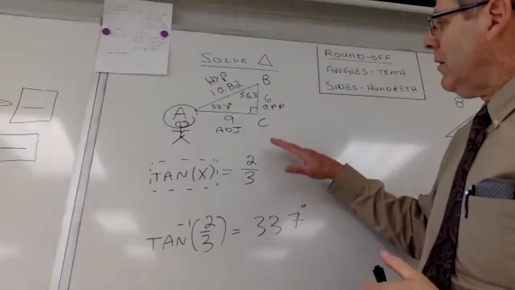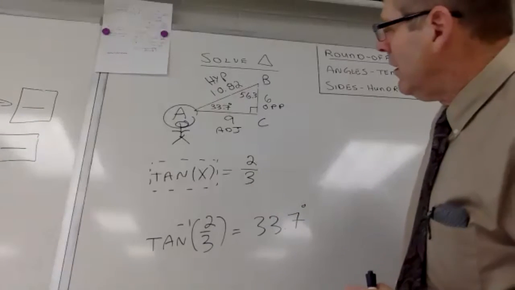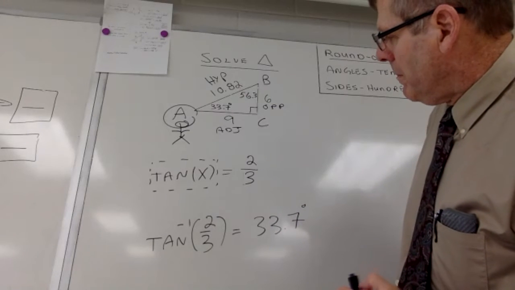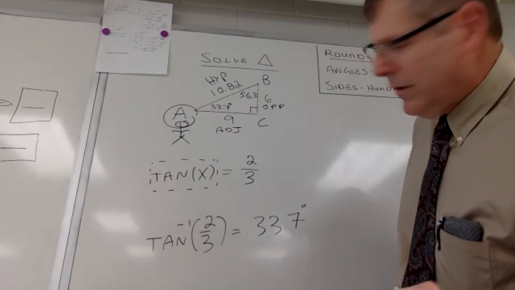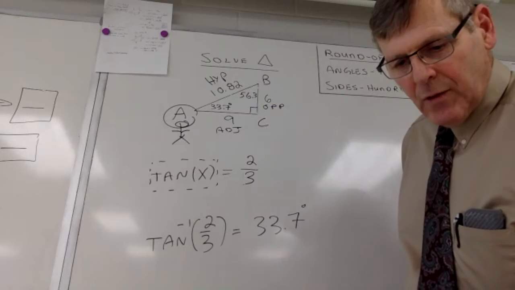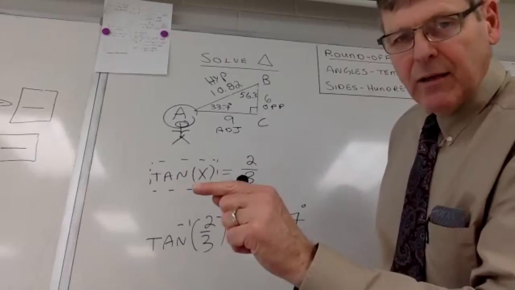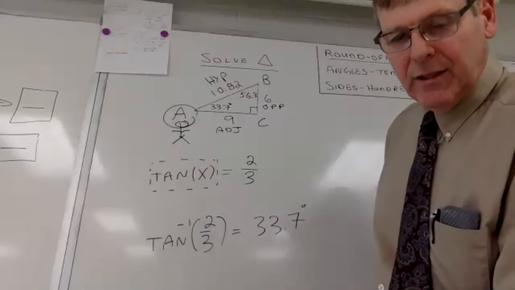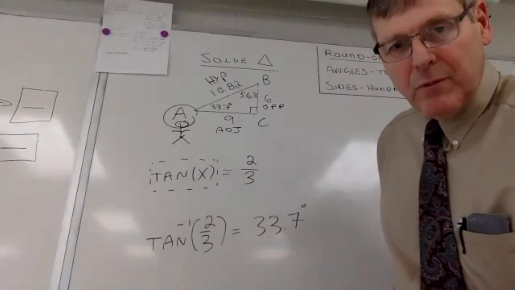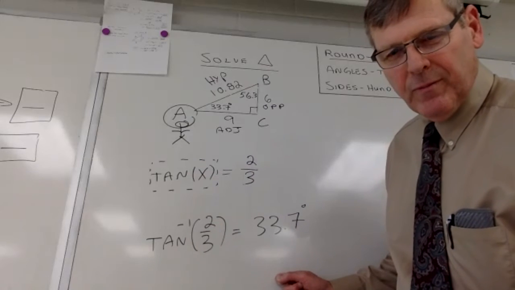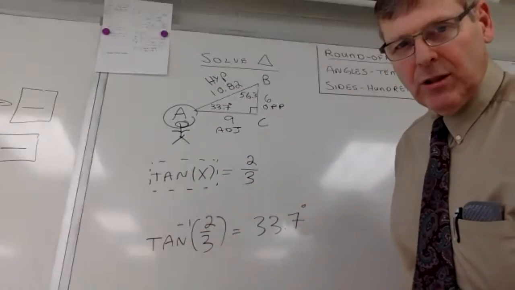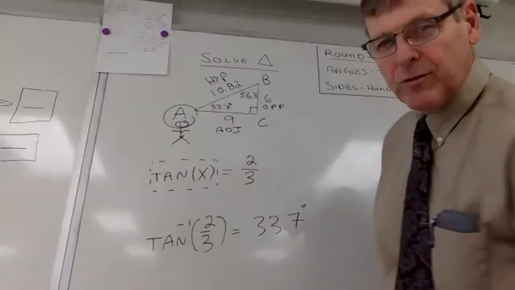Wait, so how do I put that in my calculator? The tangent inverse of 2/3. On your calculator, you just press second and then press tangent. Press the second button first and then the tangent. What the second button tells the calculator is you want to go through backwards. So you go second tangent. That's what's going to do the tangent inverse for you.